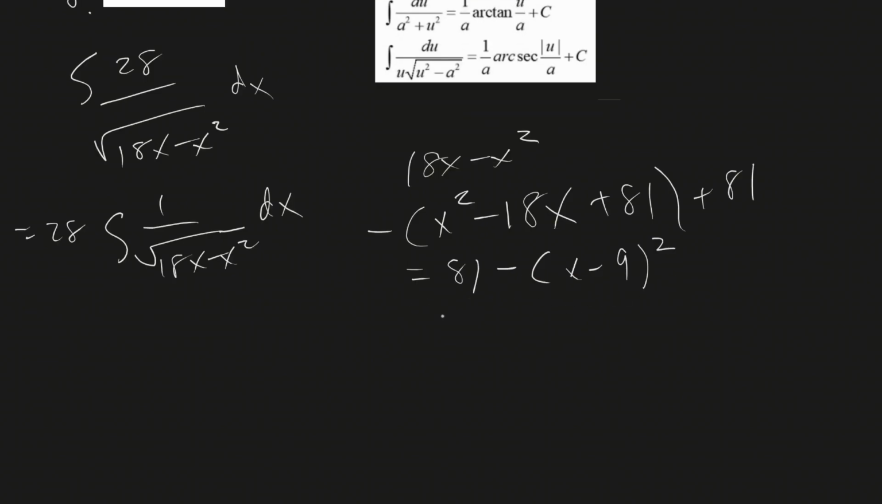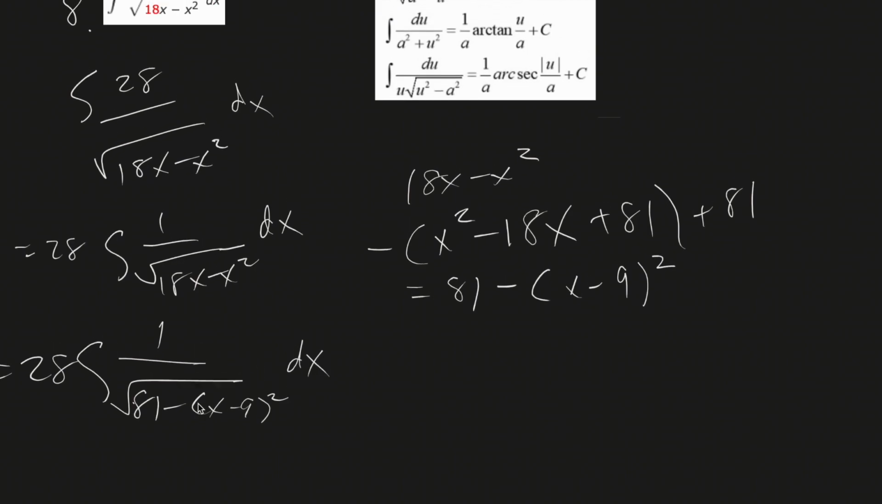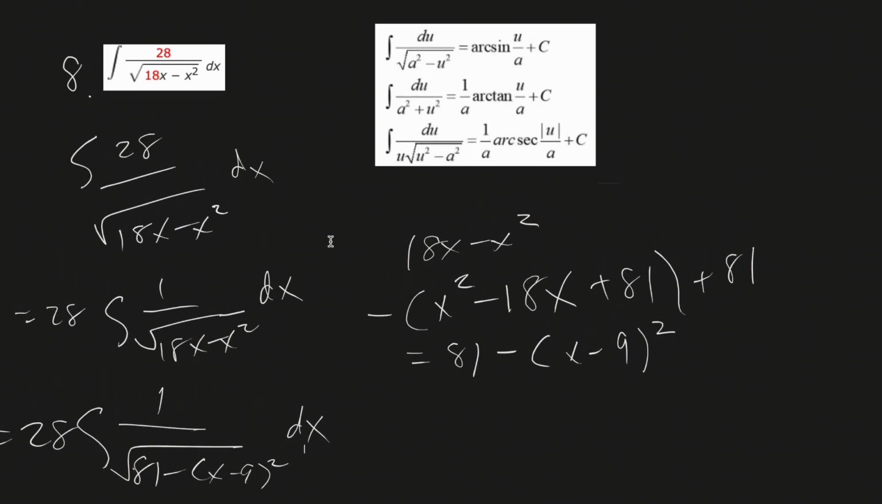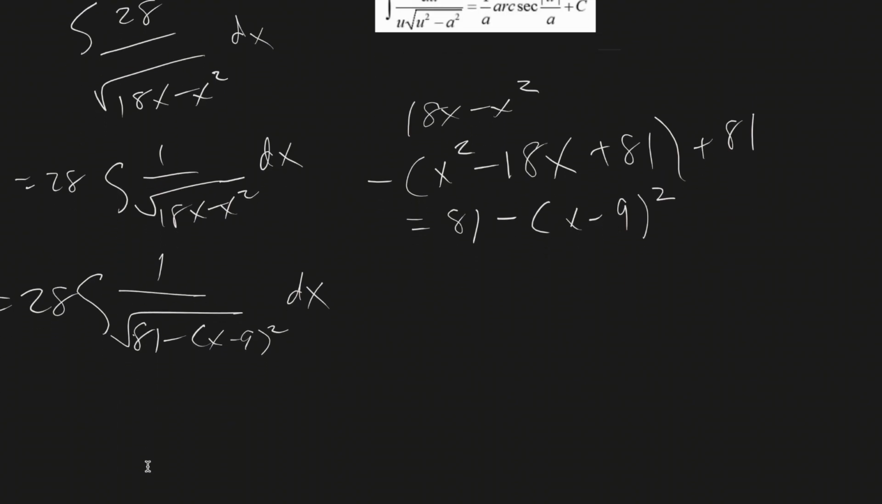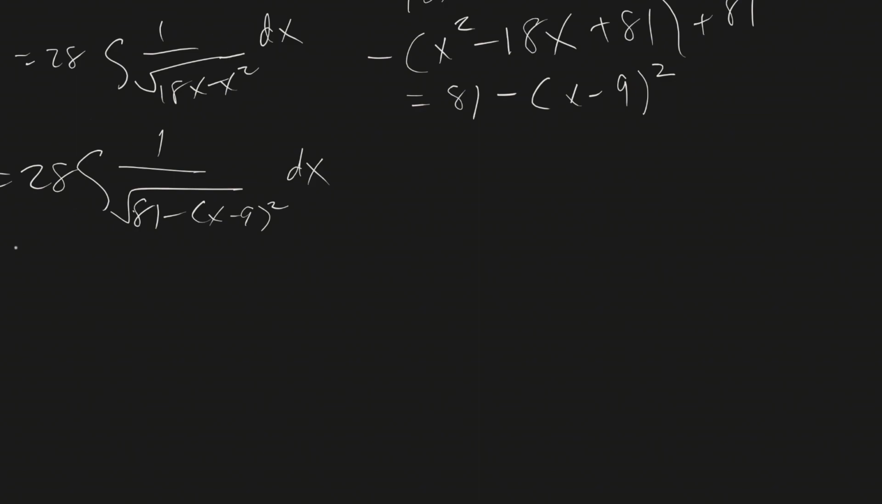Now let's put this under the radical. Now let's look back to our inverse trig formulas. This fits the arcsine formula. We can set x minus 9 equal to u, and we can set 9 equal to a, since a squared is 81. Nine squared minus x minus 9 squared dx.